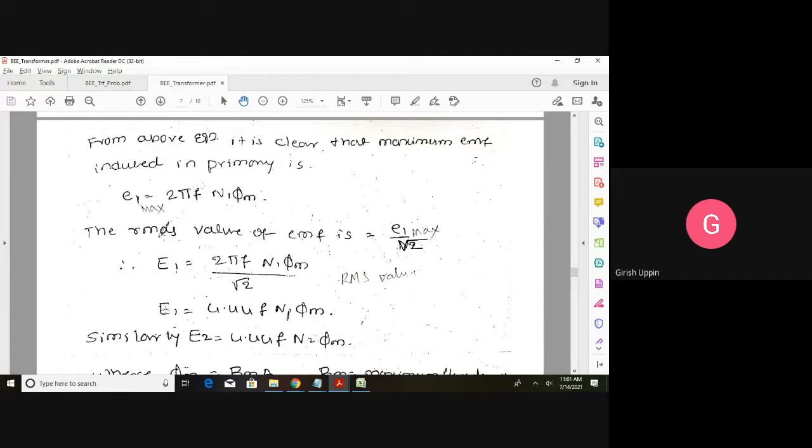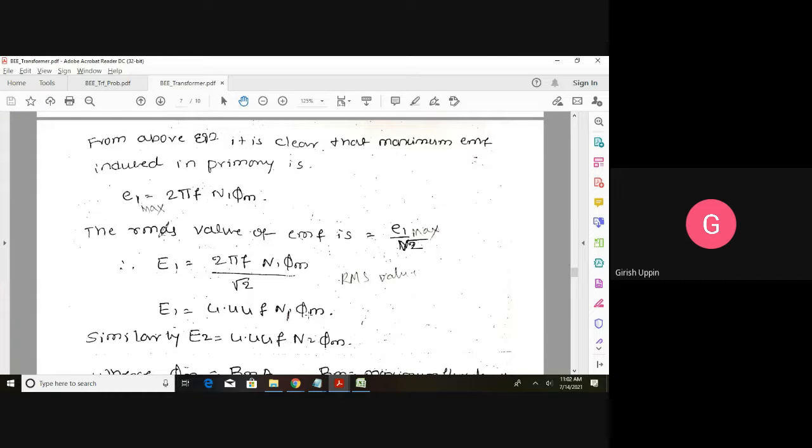This is an important equation and an important derivation from the exam perspective. You have to remember this equation, and based on it we can solve the problems. In this equation, what is capital E1? It is the primary induced EMF, equal to 4.44 f N1 φm, where f is the supply frequency, N1 is the number of turns on the primary side, and φm is the peak value of the flux.